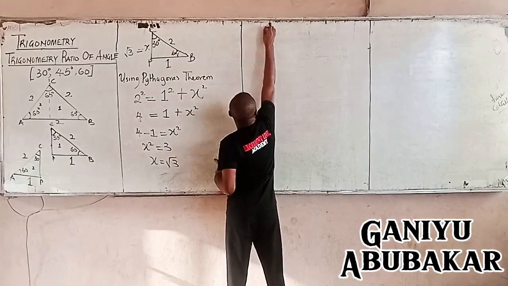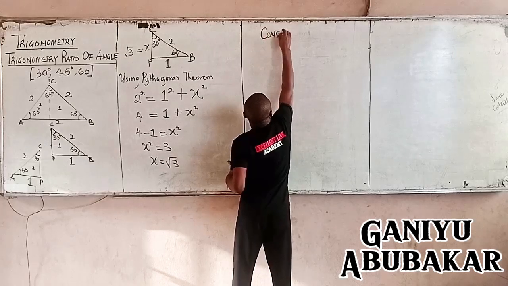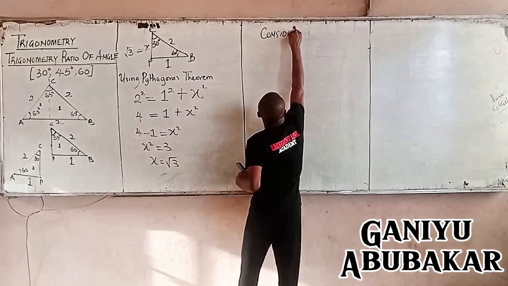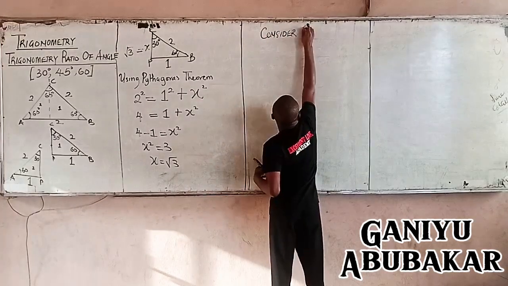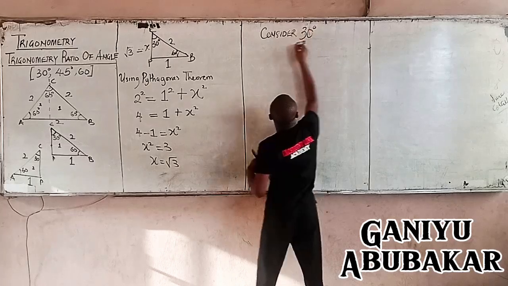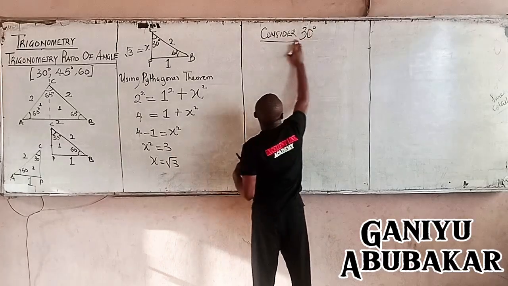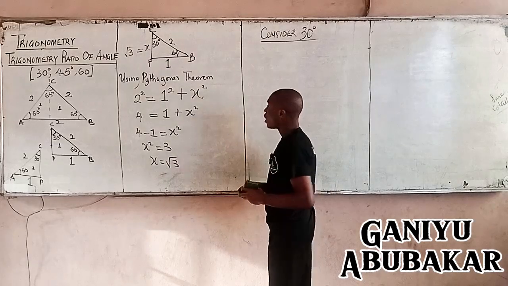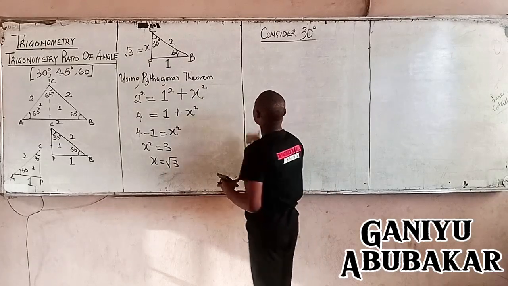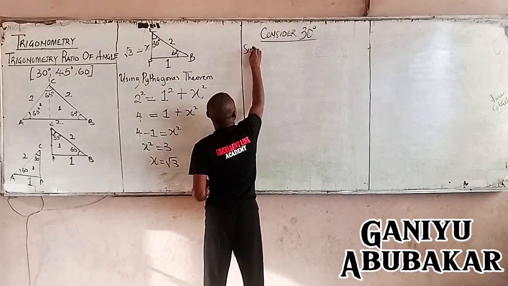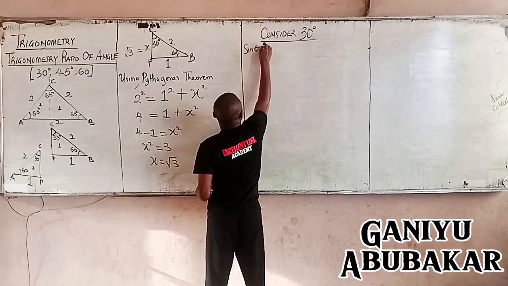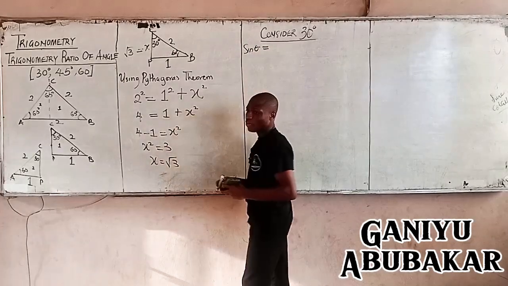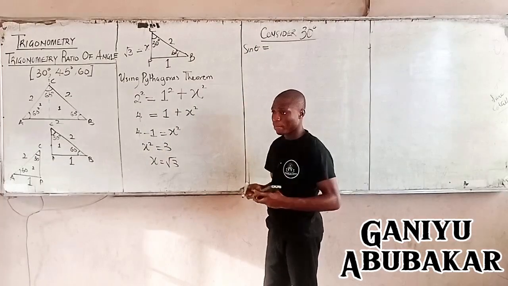Consider angle 30 degrees. What do we get? From here, let's take angle 30 degrees. Let's start with the sine. For sine, please, what's the expression for sine theta?